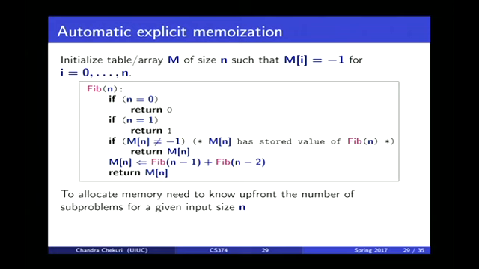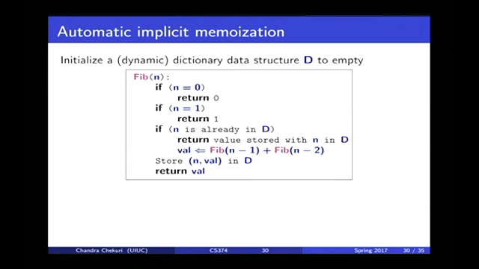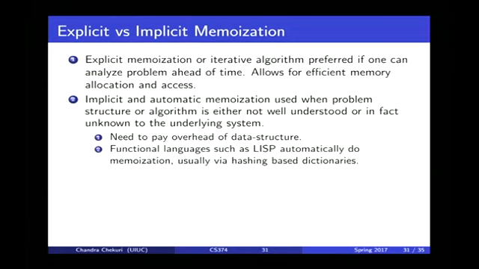Many programming languages will do automatic memoization, especially functional programming languages. What dynamic data structure will they use? What does it mean to use a dynamic data structure? The subproblems here could be something like strings, so because the structure of the problems can be very complicated, they use hashing instead of simple dynamic data structures.